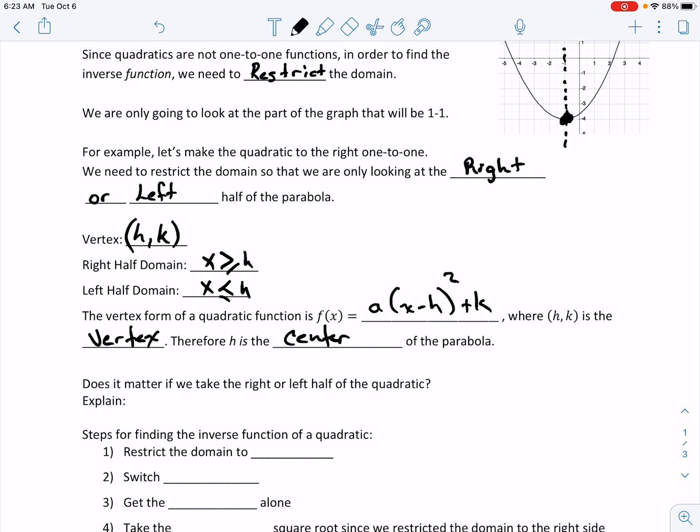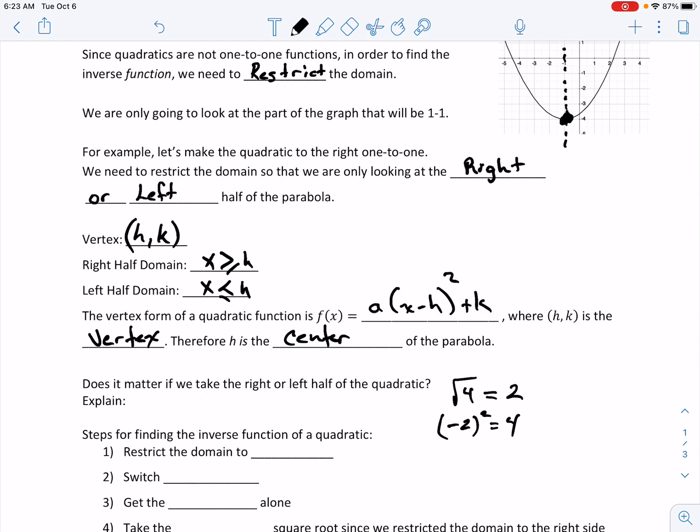So does it matter if we take the left or right half of the quadratic? No, it really doesn't. You can pick whichever side you want, left or right, although if you think about it, when you take the square root of something, most people will say the square root of 4 would equal 2, because most people think of 2 times 2 equaling 4 and forget that negative 2 squared is also 4. So technically the square root of 4 could be 2 or it could be negative 2. It's just more common to say it's positive 2.